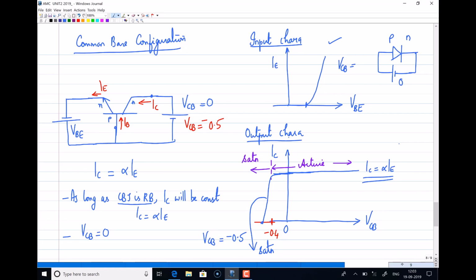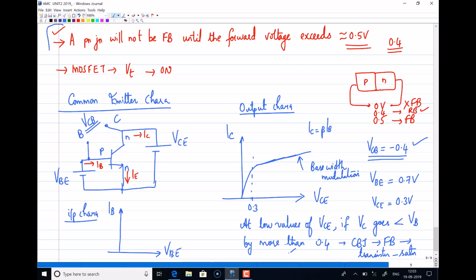Why is the current reducing to 0? Because here the transistor enters the saturation region. In the saturation region, there is no higher positive voltage to sweep the electrons, right? In a MOSFET you have an obvious threshold voltage, but generally in a PN junction, a junction will be forward biased only if a minimum voltage of about 0.5 is applied, irrespective of the material type. Similarly, in a common emitter characteristic, the same VCB voltage I am keeping as minus 0.4. Now if my VB is 0.7, when your VC is less than 0.3, your current will start falling. So this is your active region, and this is your saturation region.